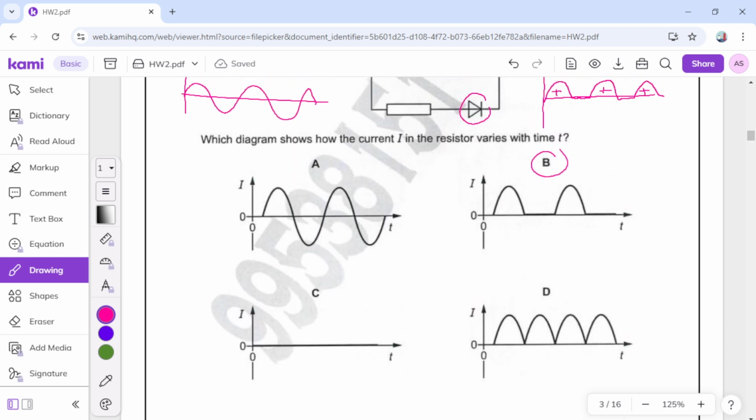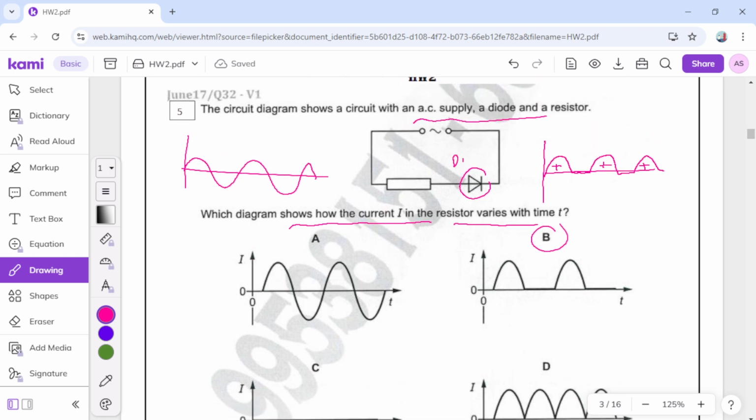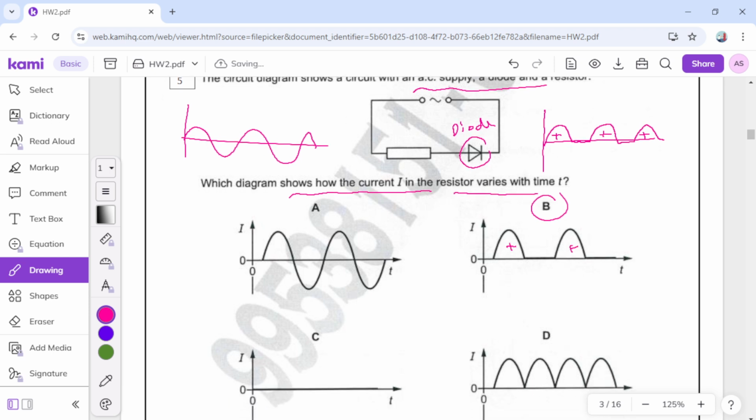Because he said, which diagram shows how the current in the resistor varies with time. So as I said, the diode lets the current flow in only one direction, which is positive in this case. Okay.